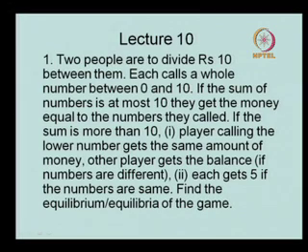Find the equilibrium or equilibria of the game. So, this question basically asks us to use the idea of best response functions to find out the equilibrium or equilibria of the game. So, let us try to find out how the best response function of player i looks like. i could be 1 or 2.